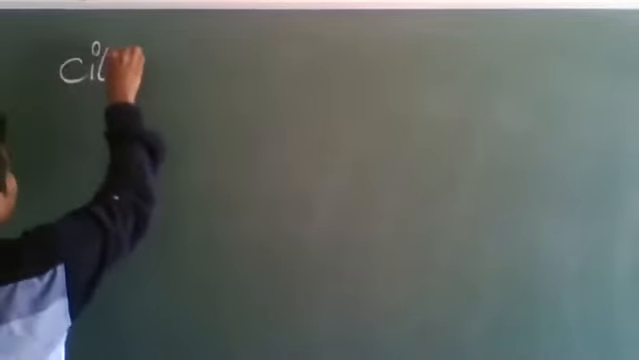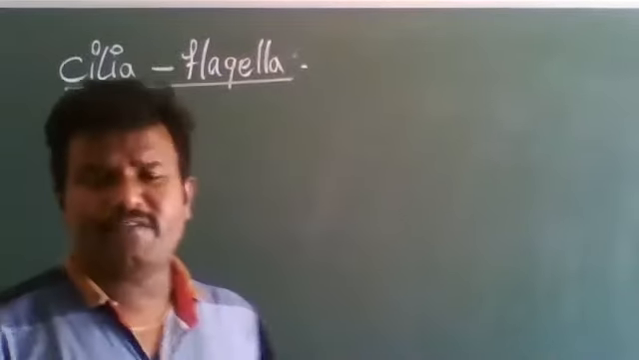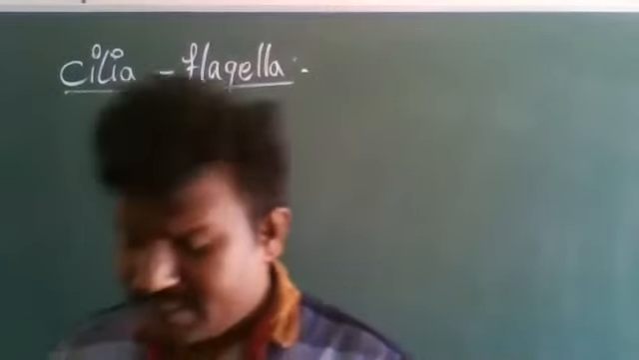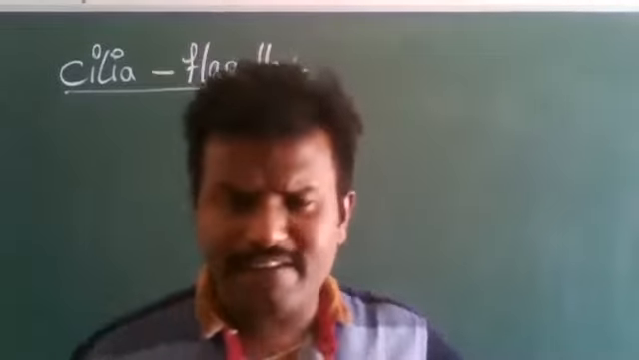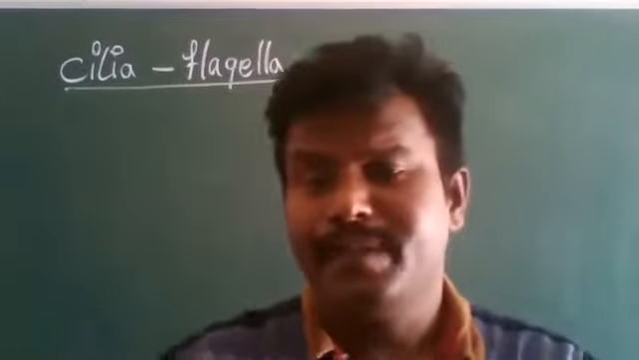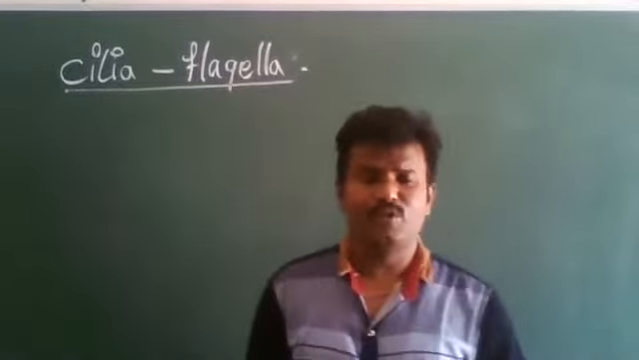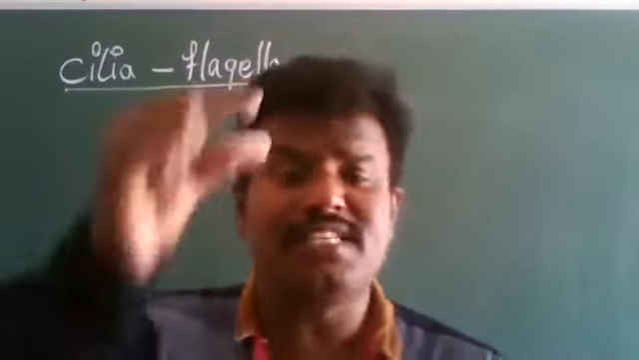Next topic, we will discuss cilia and flagella. Cilia and flagella are plural words. The singular words are cilium and flagellum. Cilia and flagella both are locomotory organs, present in prokaryotic cells and eukaryotic cells. Their structure is different, but their function is the same.